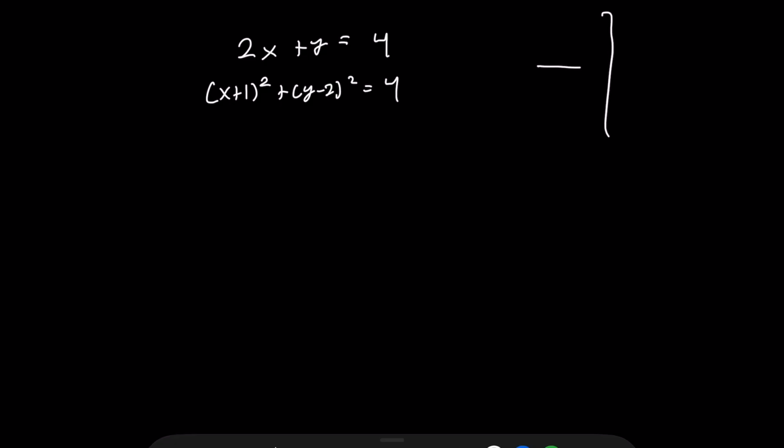Let's complicate things a little bit more. What if we have a nonlinear system? So let's try this one. Okay. Now, when we have a nonlinear system, we can have multiple points of intersection. So we can have multiple answers.